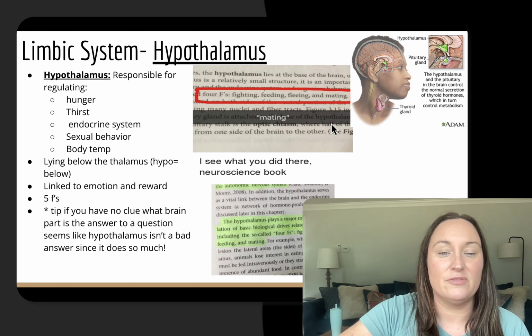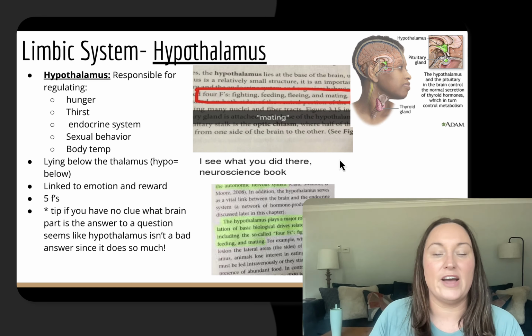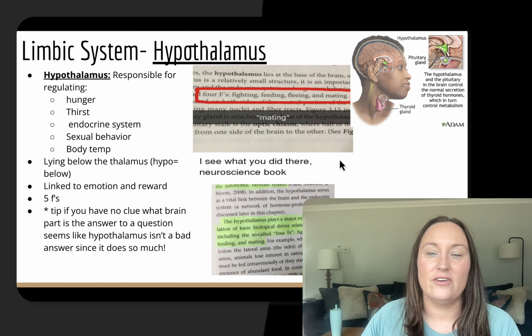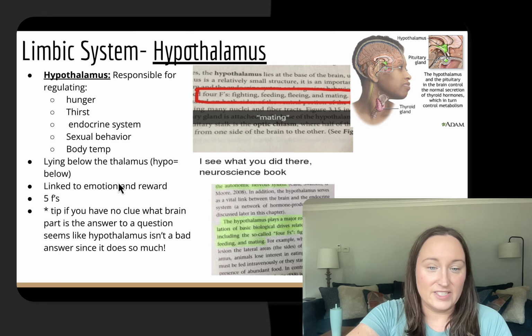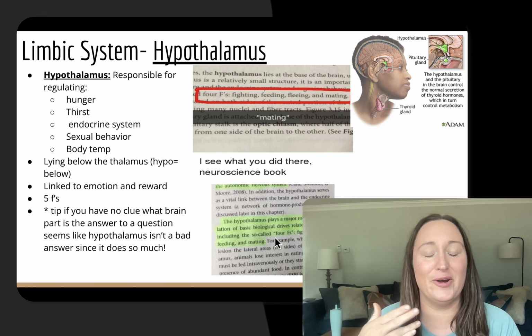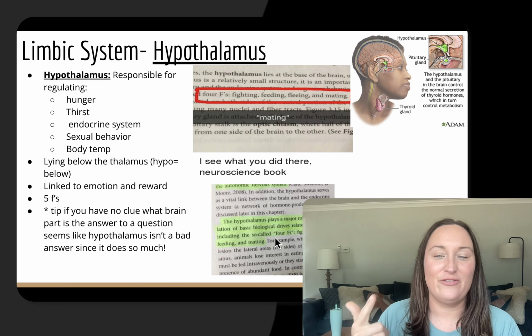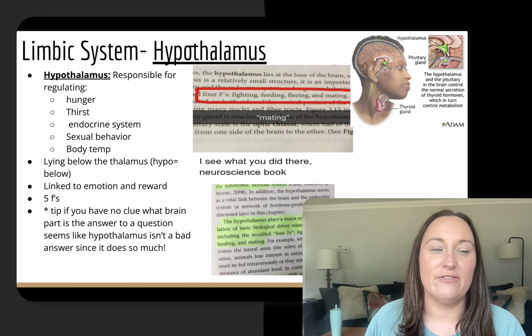So as you'll see here from this screenshot of a textbook, the 4 Fs are fighting, feeding, fleeing, and mating. And our 5th one is furnace, which is not written down here because we came up with it. So add that one in. Fighting, feeding, fleeing, mating, and furnace.